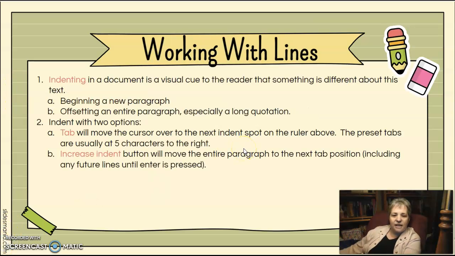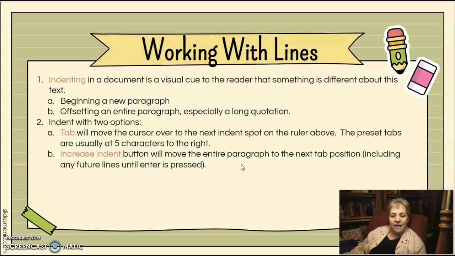So here we have our section on working with lines. Indenting in a document is a visual cue to the reader that something is different about this text. So beginning a new paragraph or offsetting an entire paragraph, especially a long quotation. You can indent with two options. Tab, the Tab key on your keyboard, will move the cursor over to the next indent spot on the ruler above. The preset tabs are usually at 5 characters to the right.